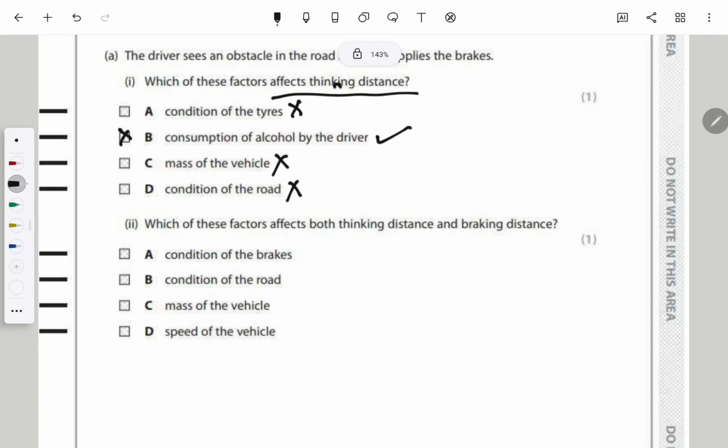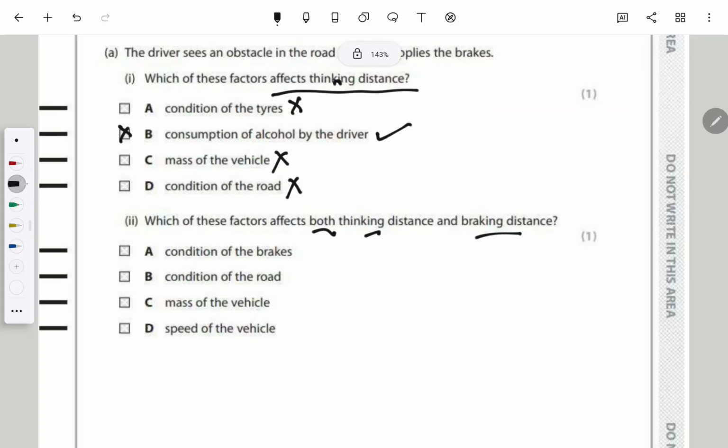Which of these factors affect both thinking and braking? Alright, so remember, not just thinking, not just braking, you need to think about them. The conditions of the brakes, they affect the braking distance. Do they affect the thinking distance? Nah. The conditions of the road? Nah. Mass of the vehicle? Nah. The only thing that affects both the thinking and the braking distance is the speed of the car.